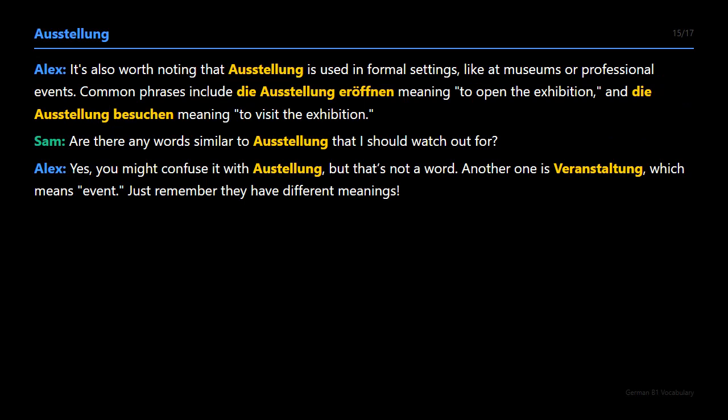Are there any words similar to Ausstellung that I should watch out for? Yes, you might confuse it with Ausstellung, but that's not a word. Another one is Veranstaltung, which means event. Just remember they have different meanings.